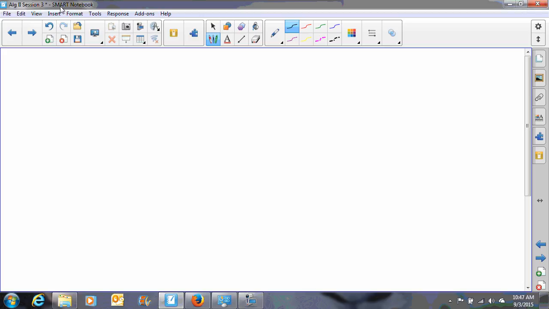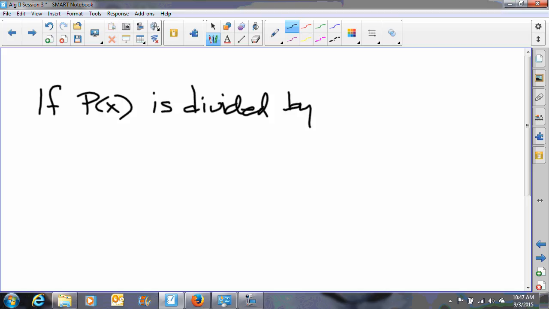Want to have a discussion about the remainder theorem. Now, the remainder theorem says that if p of x, and remember when we say p of x we're talking about some polynomial, is divided by x minus c, the remainder is p of c.